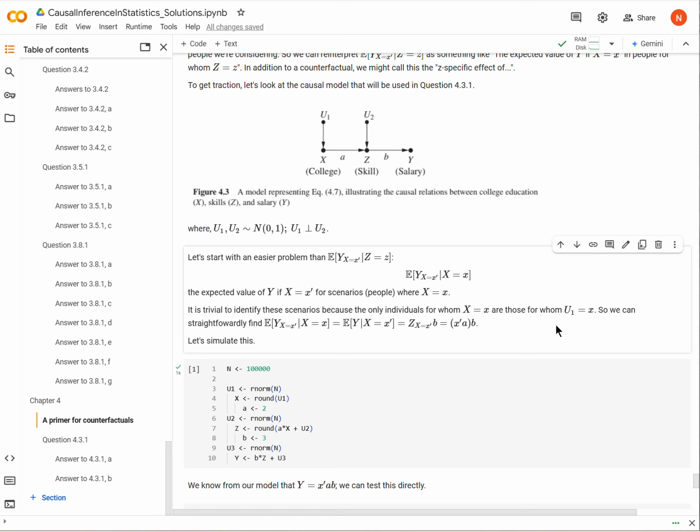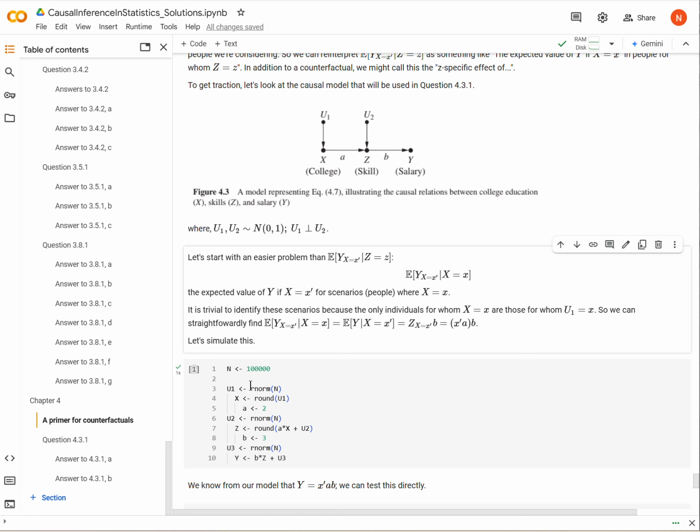The first thing we want to do is identify individuals for whom X equals little x. If we look at the DAG here, that's trivially easy. X equals u1. So if we're trying to find individuals for whom big X equals little x, we just need to find the individuals for whom u1 equals little x, and that's it.